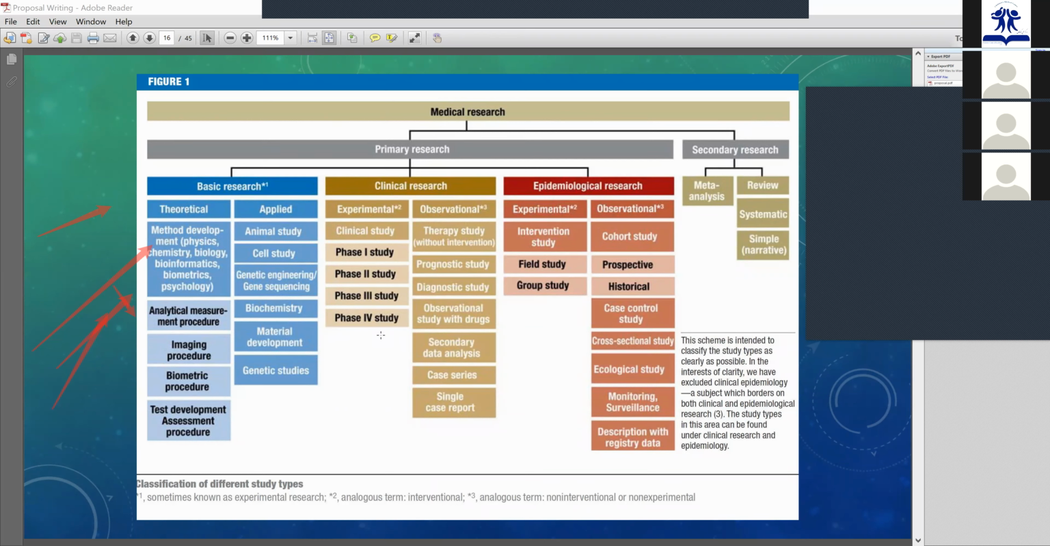So what you are going to do most of the time is categorized as clinical research or epidemiological research. Clinical research is also called a clinical trial. We're going to talk about this one later in the slides. And these other ones are other types of studies, like cohort studies and case control studies. We're going to talk about them too. So let's go.